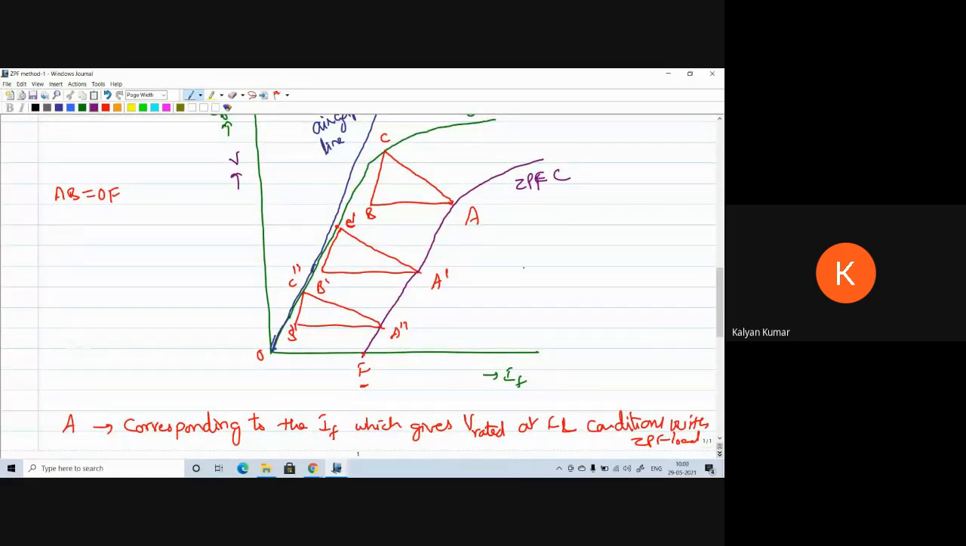So OCC వచ్చింది, ZPFC వచ్చింది. ఇప్పుడు regulation కనుక్కోవాలి. For finding the regulation, we are going to draw a vertical line, that means a perpendicular line onto the AB from point C. So C నుంచి AB మీదికి ఒక vertical line draw చేస్తాము. It will intersect the AB at point D. Now this triangle ACD is called as Potier triangle.